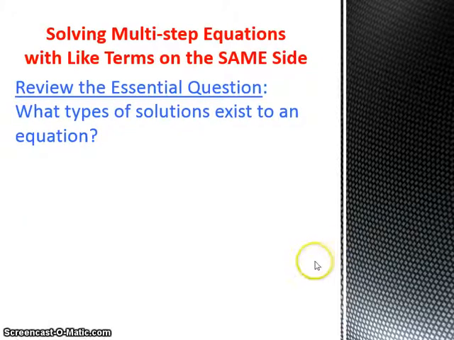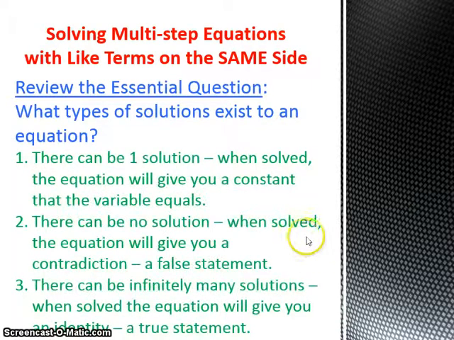Our second essential question said, what types of solutions exist to an equation? There can be one solution, which means when you solve it, the equation will give you a constant that the variable equals. There could also be no solution, which means when you solve it, the equation will give you a contradiction or a false statement, which will imply that there is no solution. Or third, there can be infinitely many solutions. When you solved the equation, it will give you an identity, which is a true statement, and that will tell you that there are infinitely many solutions.